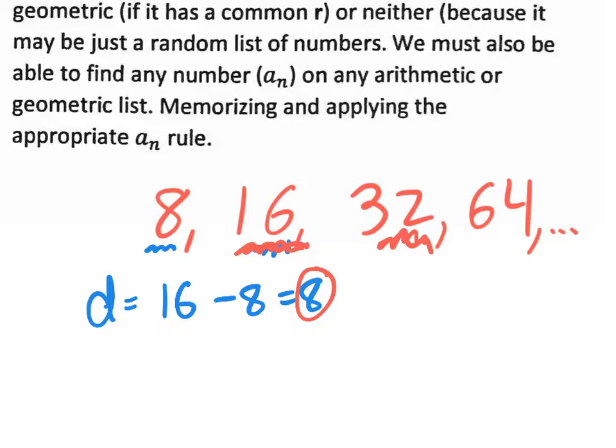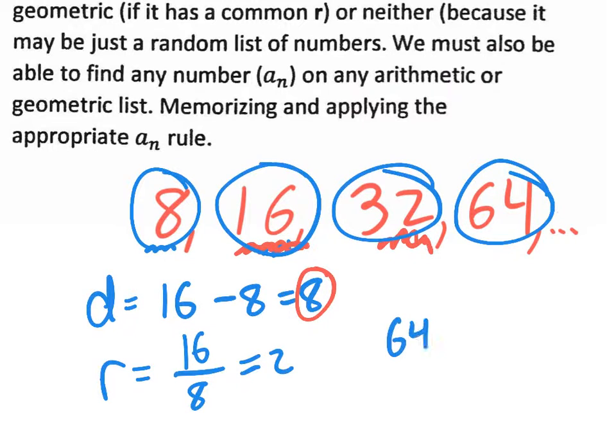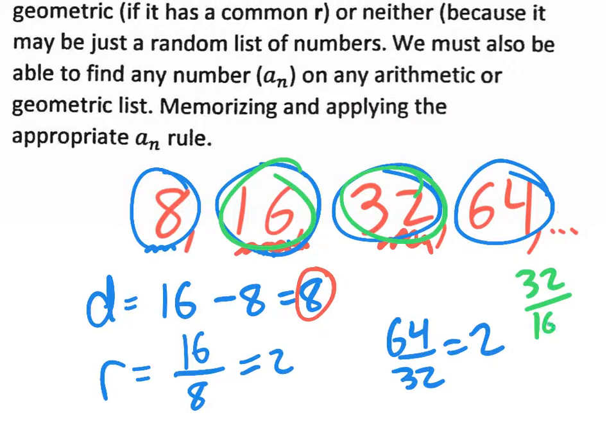So now you try for the ratio, the common ratio. It's a division problem. So if you take any number and divide it by the previous number, if I say 16 over 8, well, that's 2. All right, but let's see if it's common. How about 64 divided by 32? Yeah, that's also 2. Or how about 32 divided by 16? Yeah, that's also 2. So there is a common ratio. And that makes total sense.